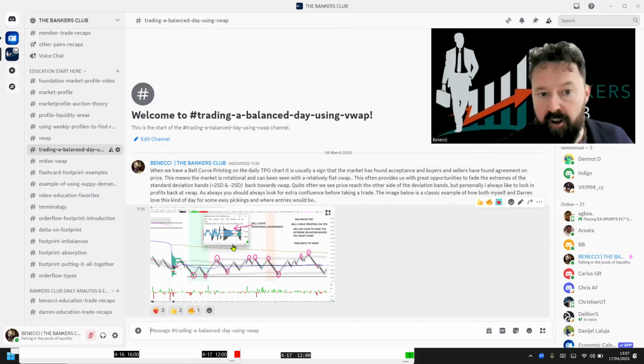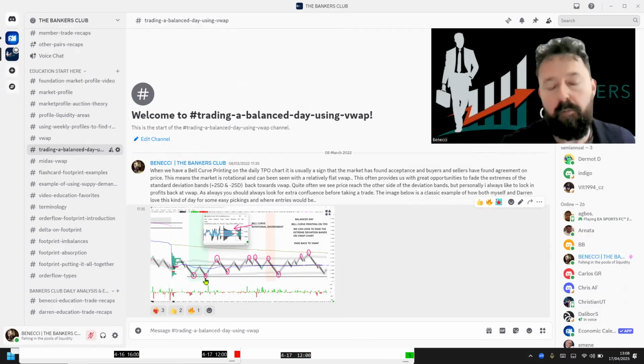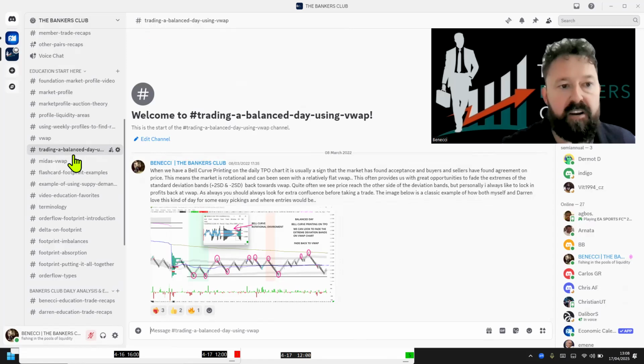And that's what the shape looks like on the market profile there. Balanced profile, a bell curve. We can literally rinse the market when there's days like this. It's like taking candy from a kid, if you like. I won't say it's easy, nothing's easy, but it's very straightforward with a high probability of a win rate. So that's trading a balanced day.